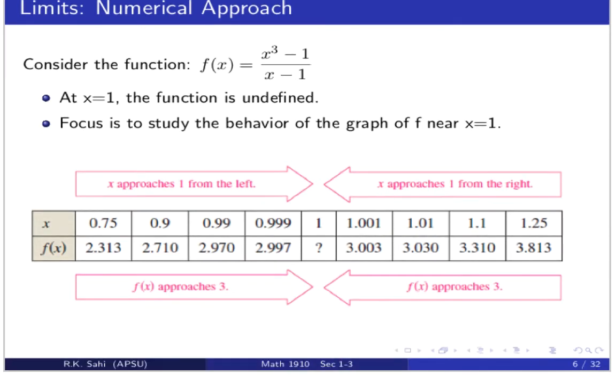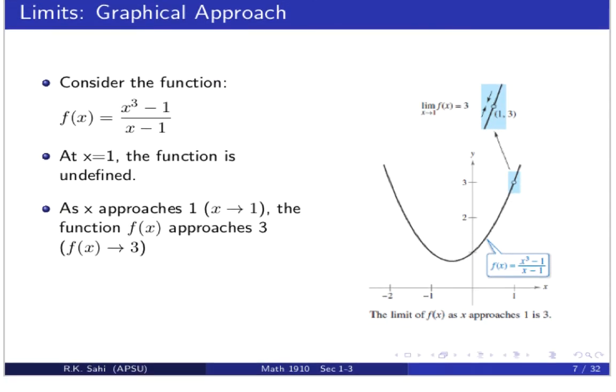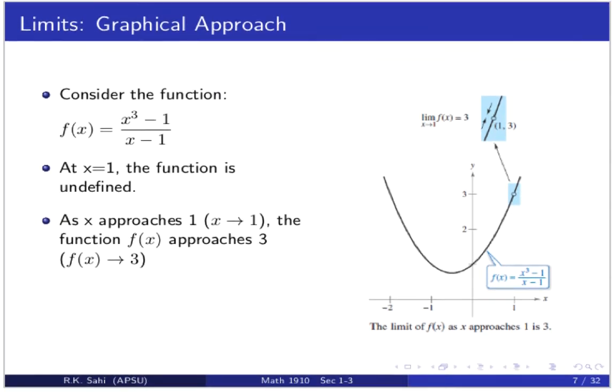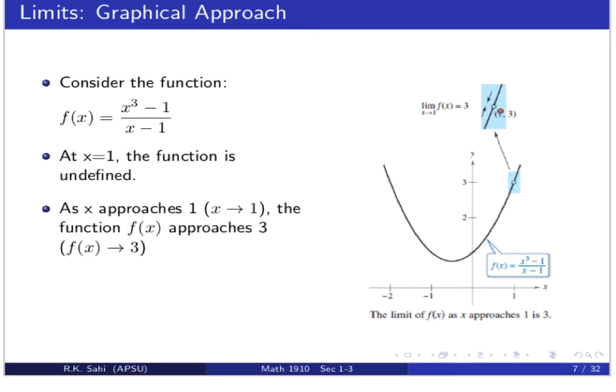Then, if you look at the graphical approach for the same function, we see the same thing: when x is at 1, the function is undefined, shown in the form of an open circle. And once again, when we are coming from the right or the left as x approaches 1, the function f(x) is approaching 3.